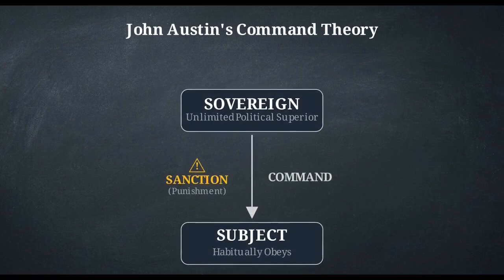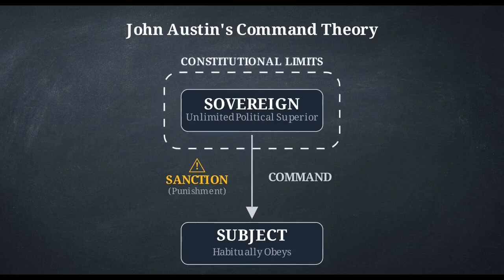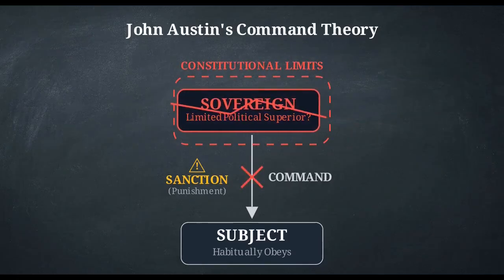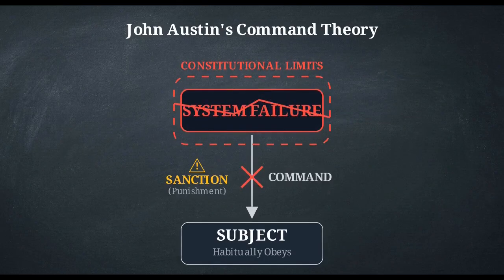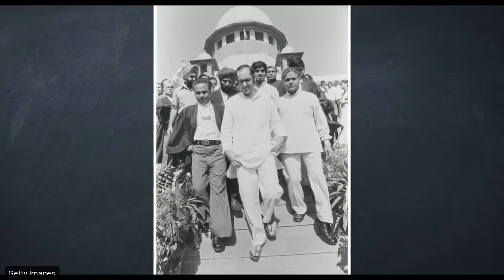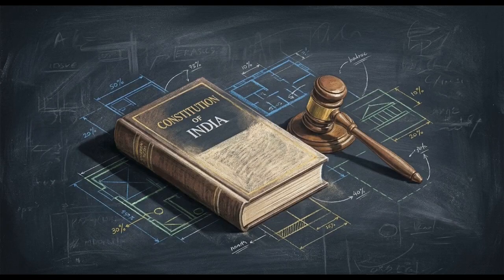Positive law is a command set by a superior, backed by punishment. 3 elements: command, sovereign, sanction. But what happens when the sovereign is legally limited? Austin claimed the sovereign must be unlimited. The Supreme Court of India addressed this gap in the Kesavananda Bharati case. The court established the basic structure doctrine.